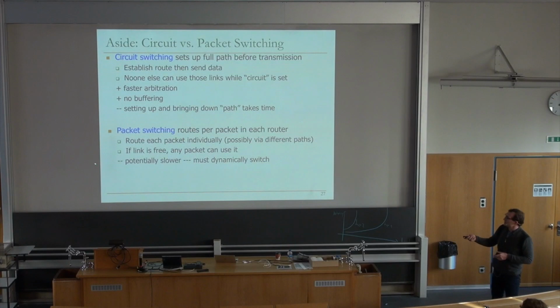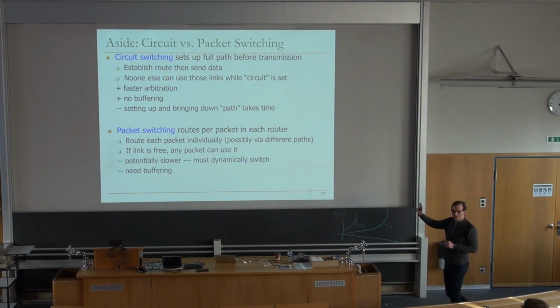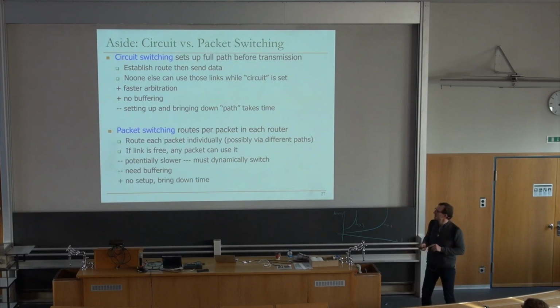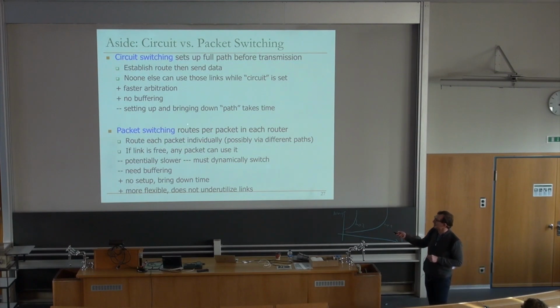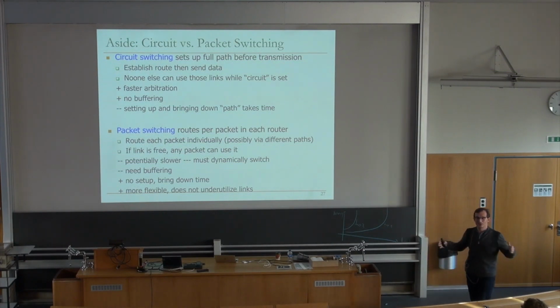Packet switching is potentially slower because you must dynamically switch. You need buffering, but you don't necessarily need that buffering. But there's no setup and bring down time. That's the upside over here. And it's much more conflict-free. It's more flexible. It doesn't underutilize links. You could underutilize links over here if multiple paths need to use the same switch.